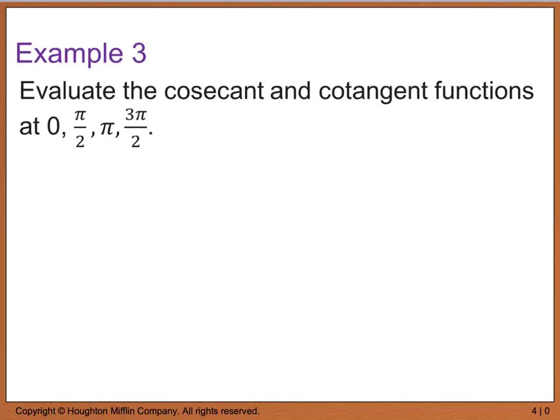Our next problem, which is example 3, says to evaluate the cosecant and cotangent functions at 0, pi over 2, pi, and 3 pi over 2. Now, if you started to work on your unit circle memorization, you know that 0, pi over 2, pi, and 3 pi over 2 actually exist at the quadrant angles. So, if I look at my quadrant, I know that this here is 0, this is pi over 2, pi, and 3 pi over 2.